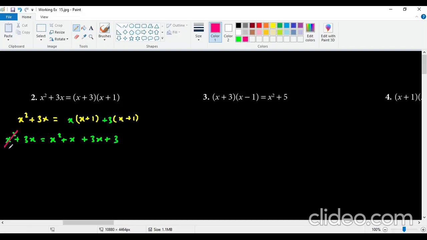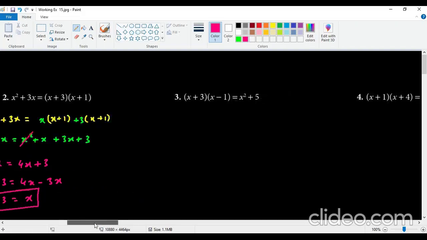The x squares are going to be cancelled, and you will have 3x equals, the 3x plus 1x is going to be 4x plus 3, and this is going to be a negative 3 this side, and 4x minus 3x. So this is going to be 3 equals 4x minus 3x, which is 1x. So the value of x is going to be negative 3. Moving on to the next question.